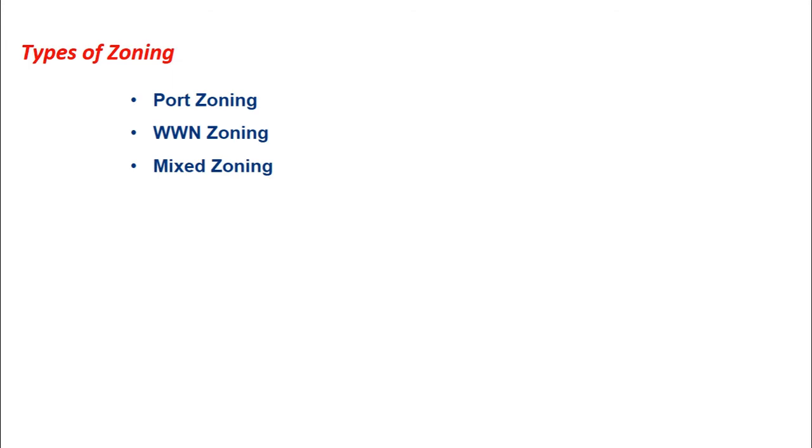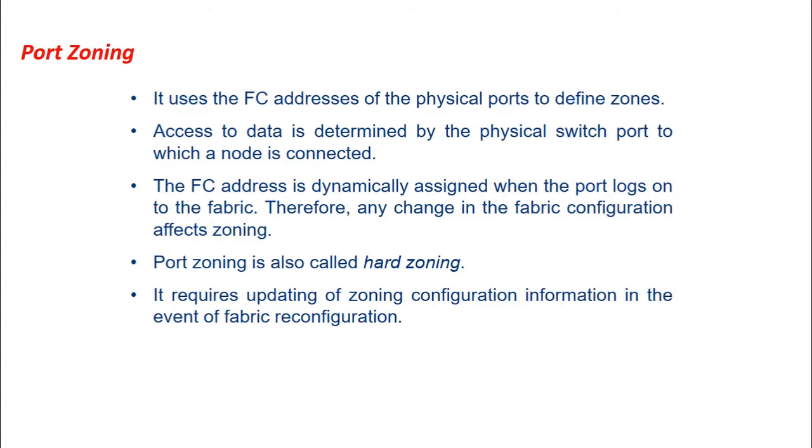Now let us look at the types of zoning we have. There are three types of zoning, namely port zoning, worldwide name zoning, and mixed zoning. Let us first see what port zoning is. Port zoning uses the fiber channel addresses of the physical ports to define the zones. Access to data is determined by the physical switch port to which a node is connected. The fiber channel address is dynamically assigned when the port logs on to the fabric.